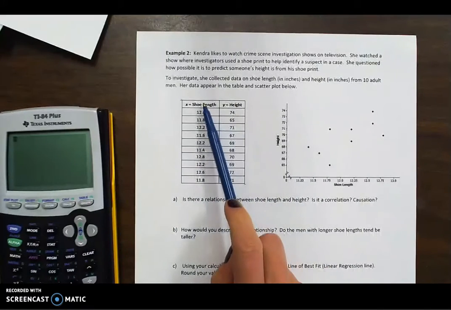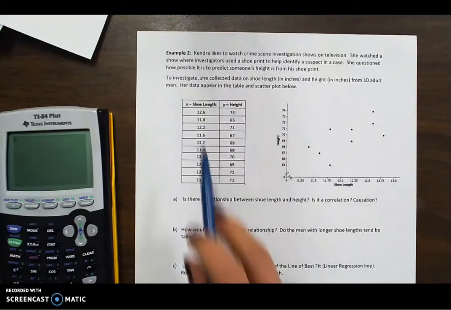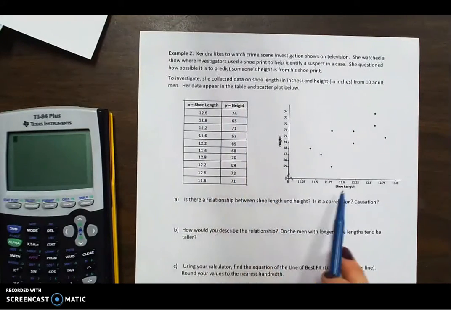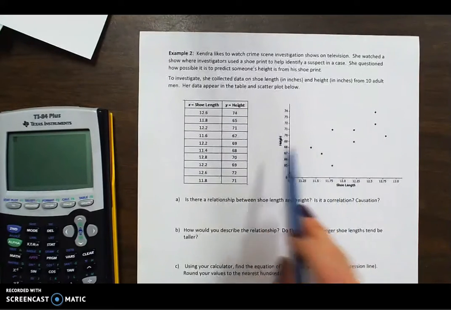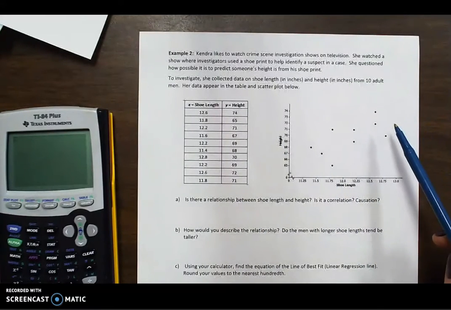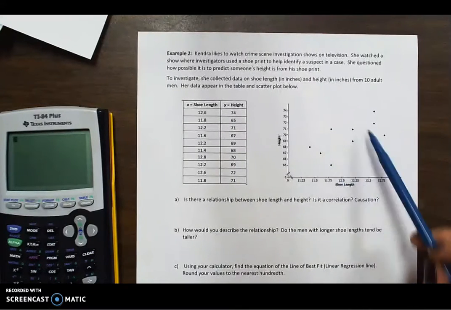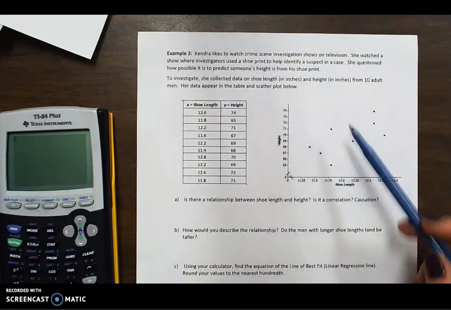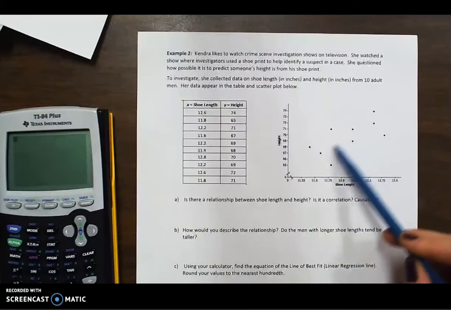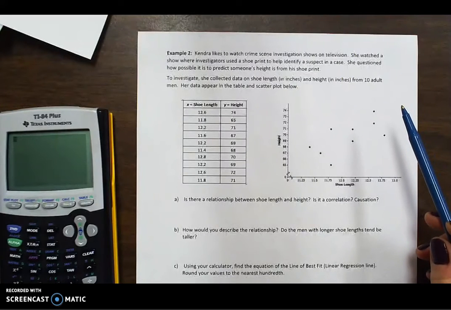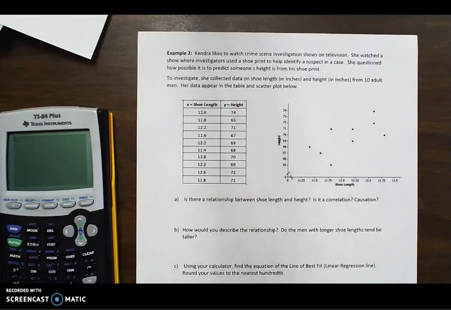So we have our x as our independent variable. We have our y as our height, which is our dependent variable. So shoe length and height. Let's look at the data. Does there appear to be a pattern? Yeah, it seems like as the shoe length increases, the height increases, so our line of best fit would go somewhere in this zone. But we don't want to guess anymore about our line of best fit. We want to find the best line of fit.